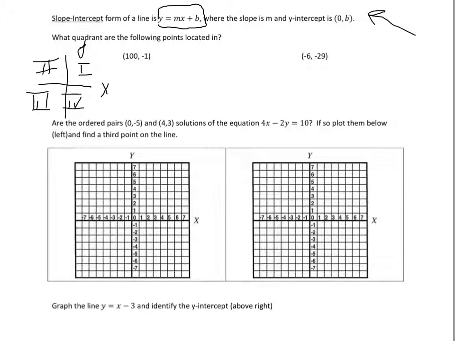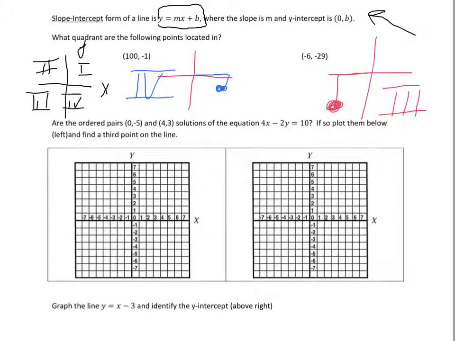So when we think about this first point, (100, -1), we don't need to specifically plot the point, but we know when we're going out 100, we're going out in a positive x direction, and then -1, we're going down, so it's going to be somewhere down here, and that is going to be the fourth quadrant. Now, when we look at this next point, (-6, -29), if we're going to plot that, we go -6 and then -29, which puts us somewhere down here, which is, in fact, the third quadrant. Okay?